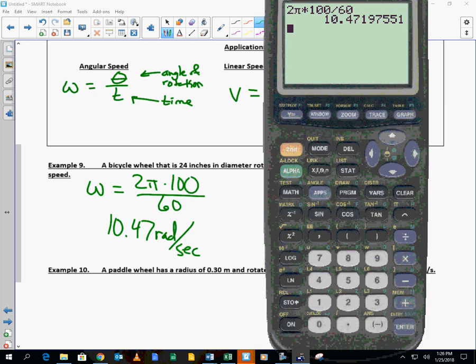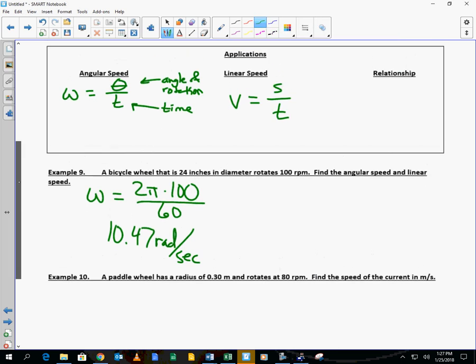Now, let's get a reference for that. 10.47 radians. Is that more than once around or less than once around? It's more than once around, isn't it? Because 2 pi would be 6.28. So it's rotating more than 6.28 in a second. You see that? I think it's good to develop a context for understanding what's happening. Okay. Now, let's move on to the next piece.